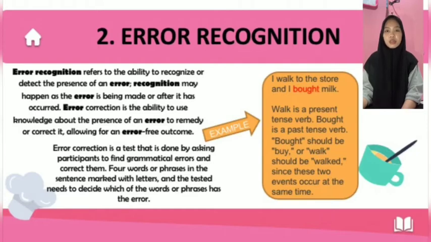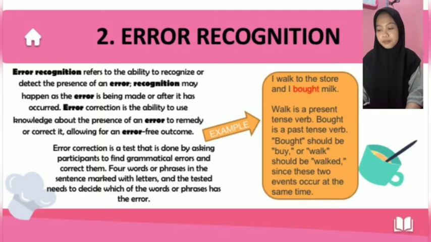I'm going to discuss the second type of testing. It is about error recognition. Error recognition refers to the ability to recognize or detect the presence of an error. Recognition may happen as the error is being made or after it has occurred. Error correction is the ability to use knowledge about the presence of an error to remedy or correct it, allowing for an error-free outcome.